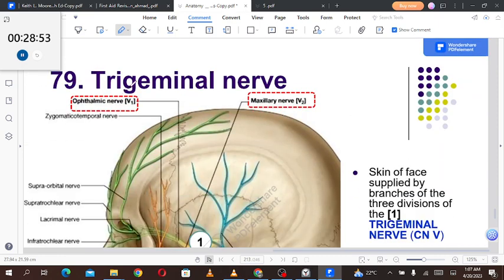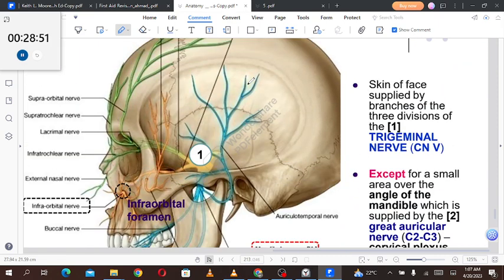Then we have point number 17, that is about the trigeminal nerve. So the skin of the face is supplied by the branches of the 3 divisions of the trigeminal nerve, CN V.